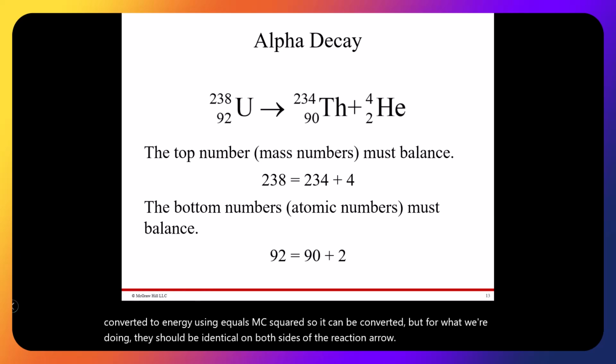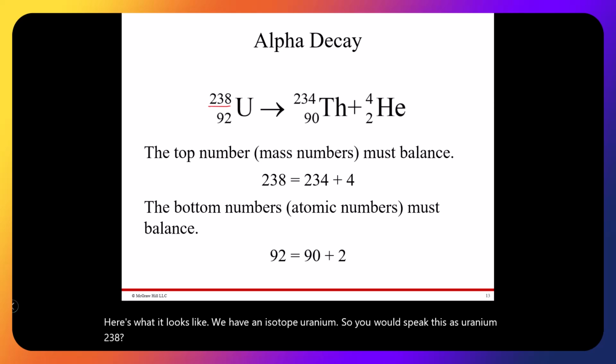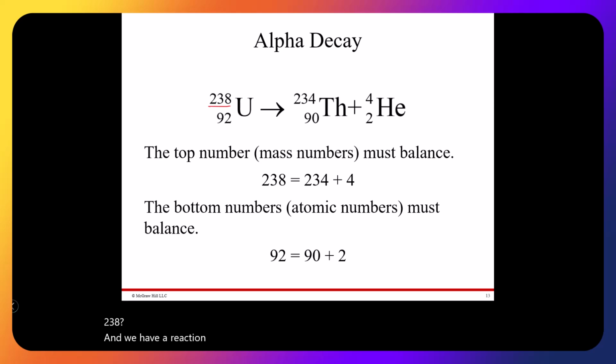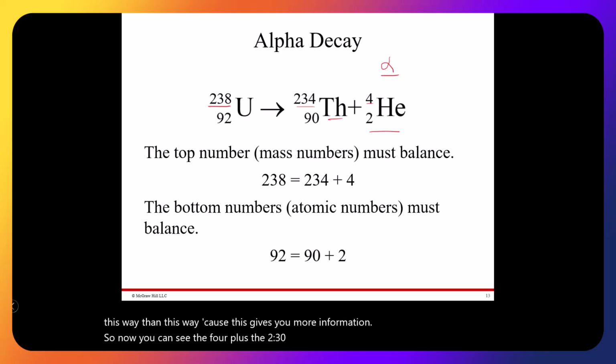Here's what it looks like. We have an isotope of uranium, so you would speak this as uranium-238. We have a reaction arrow, and on the product side we have thorium-234, and we have a helium-4, which we would call an alpha particle. So you see why you would rather write it this way, because this gives you more information. Now you can see the 4 plus the 234 equals 238, so that part's correct. And 2 plus 90 gives me 92, so that part's correct.